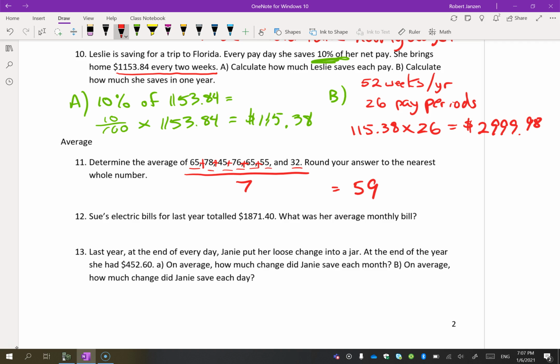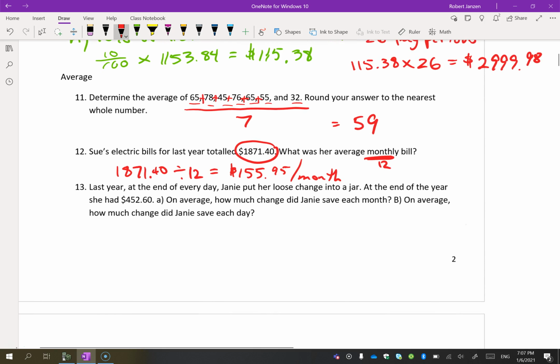Okay, Sue's electrical bills last year totaled... So here's the total. What was her average monthly bill? There are 12 months in a year. So what we're going to do is we're going to take 1871 and divide it by 12. This gives you $155.95 per month, the average monthly bill.